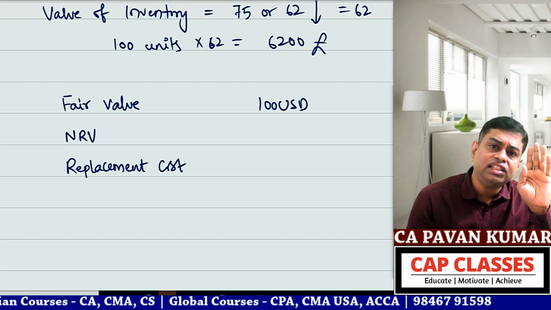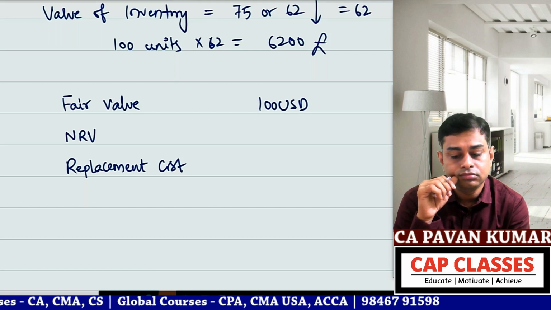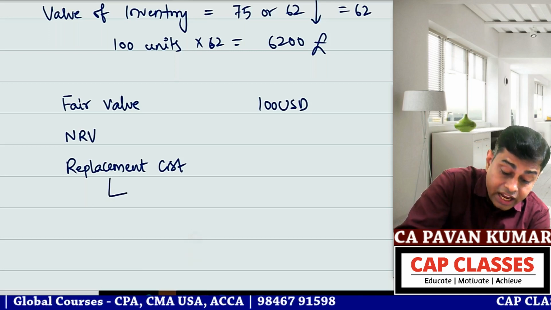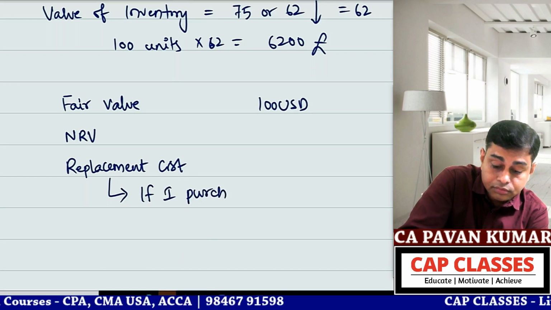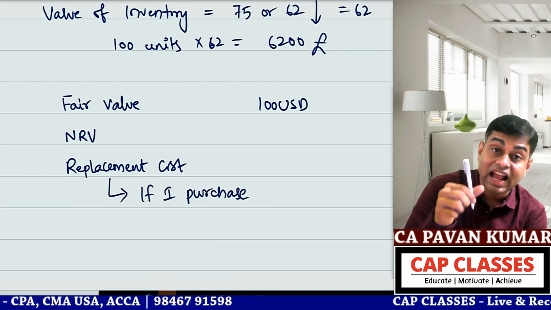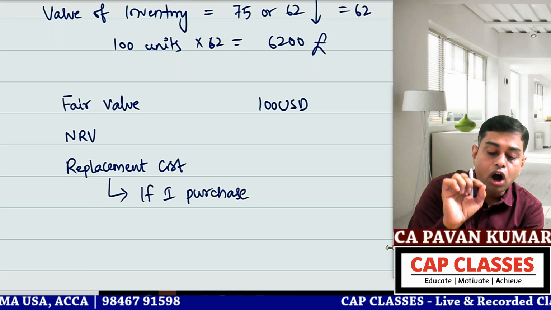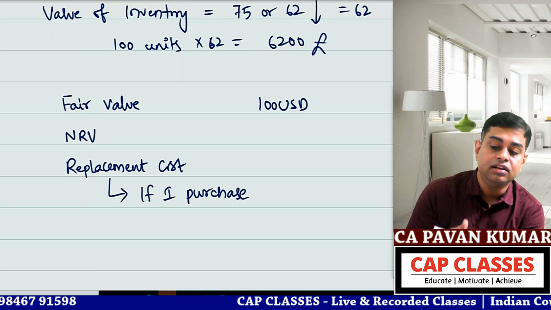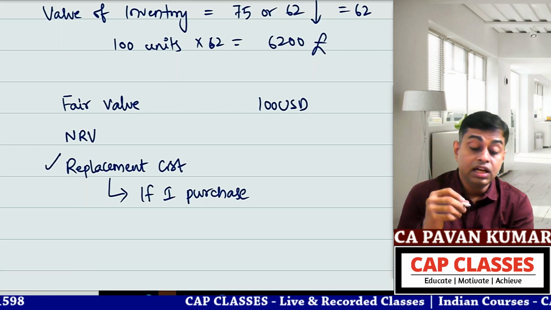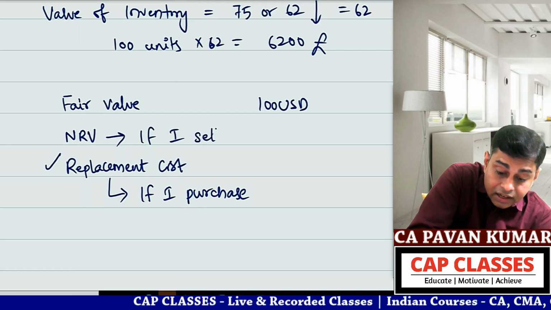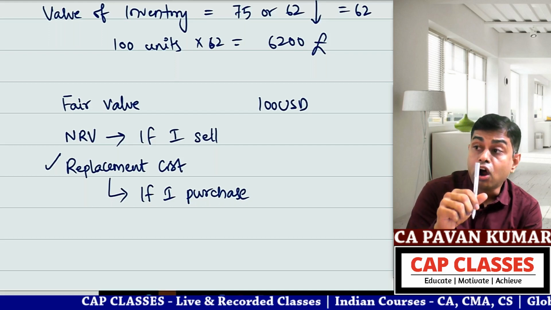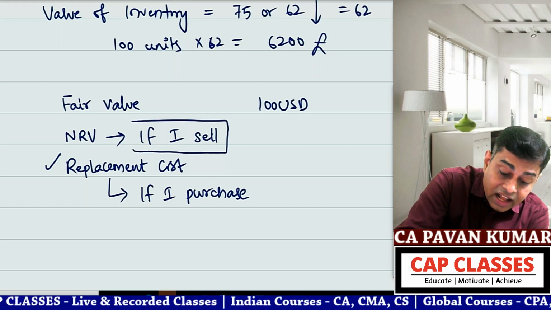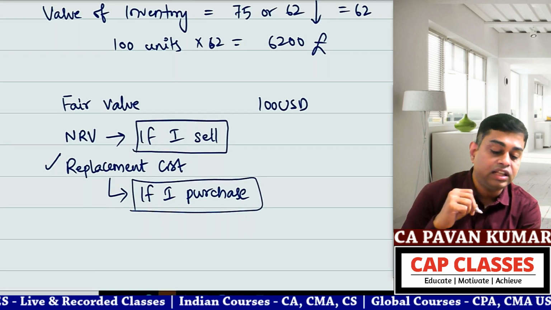Now, this pen I purchased, imagine, 4 or 5 months back. Today, if I purchase the same pen again, what would be my buying cost? How much do I need to pay? That is replacement cost. If I sell this particular pen today, at what price can I sell it practically? If I am a seller, that is net realizable value. If I am a buyer, that is replacement cost.